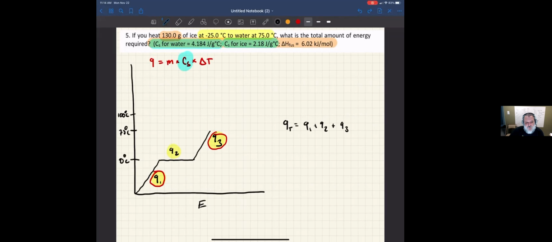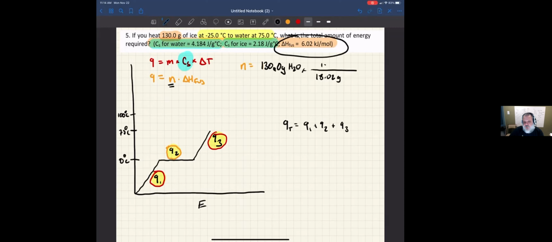Now for Q2, I need just a little bit of a small variation. I'm given the delta H of fusion, so I need the number of moles. The number of moles times the delta H of fusion will give me that heat flow for that piece. And so I need to go ahead and convert it from grams to moles. And I'll use the molar mass of water to do that. So I get 7.214 moles, and the 1 is the sig fig.